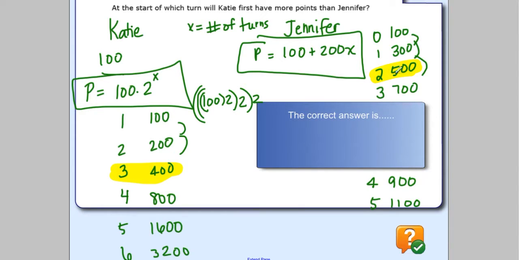300 to 500. At the start of which term will Katie have more points? Katie has 400, she has 500, so that's not it. The 4th term, Katie has 800, and she has 700 points. So Katie has more at the start of the 4th term.